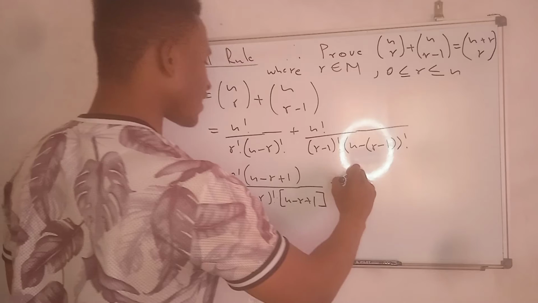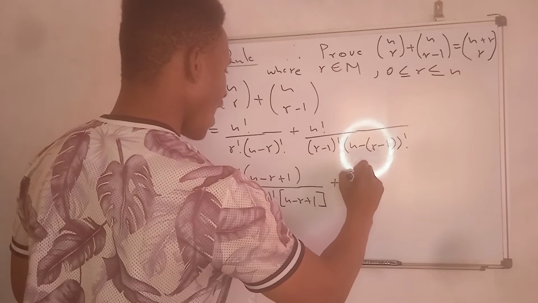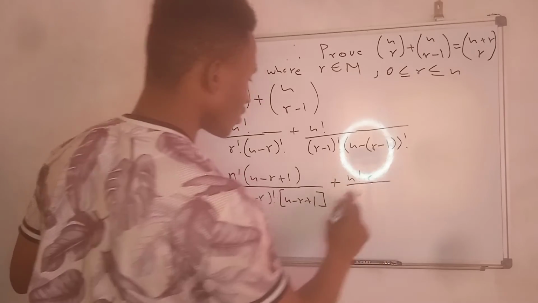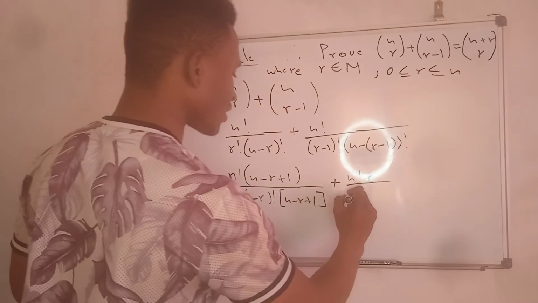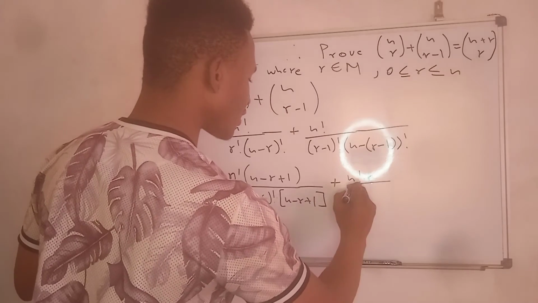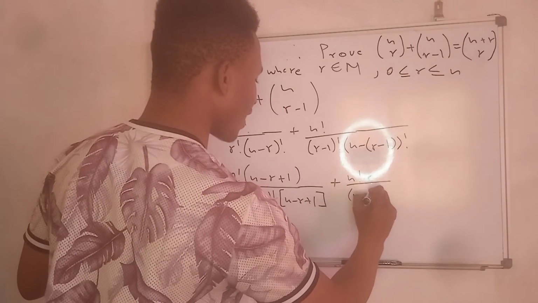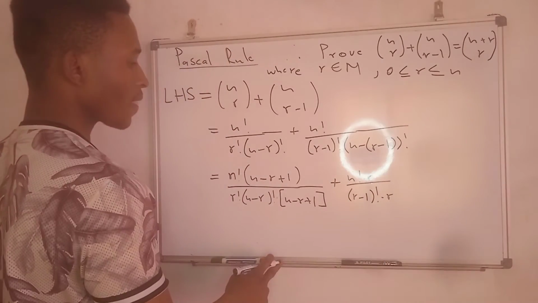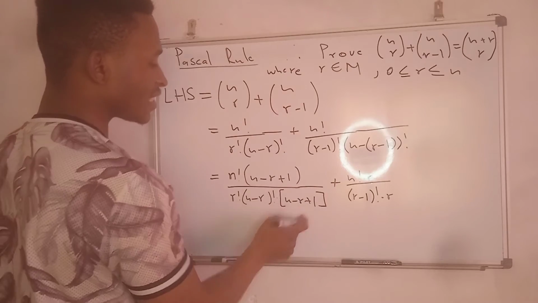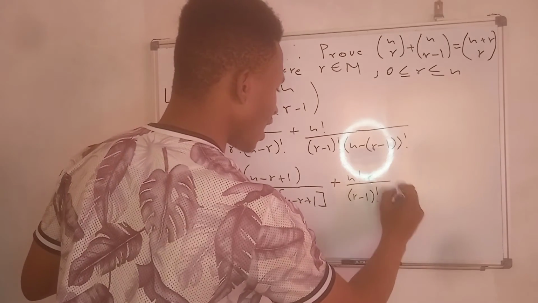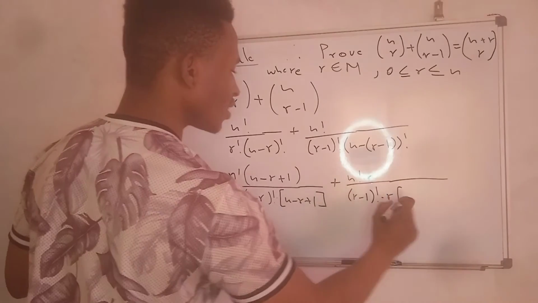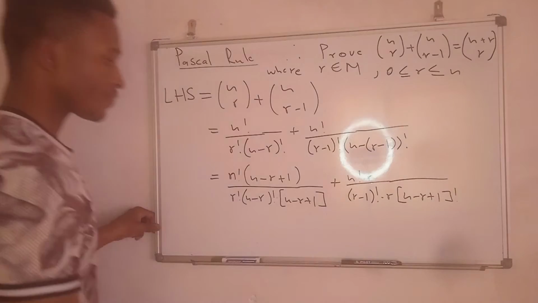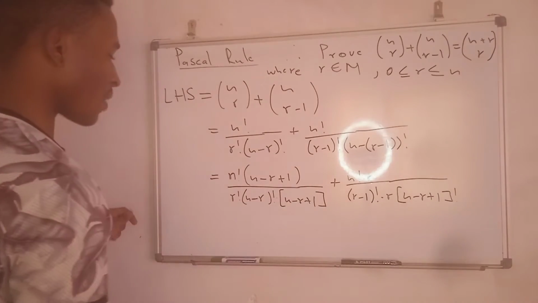So even here is the same story. n factorial multiplied by r. But our denominator is what? Our denominator is r minus 1 factorial. But I must also multiply by r here, because I'm doing the same thing that I did here. And then I'll be having this part, which is n minus r plus 1 factorial. So this is what I'm having.